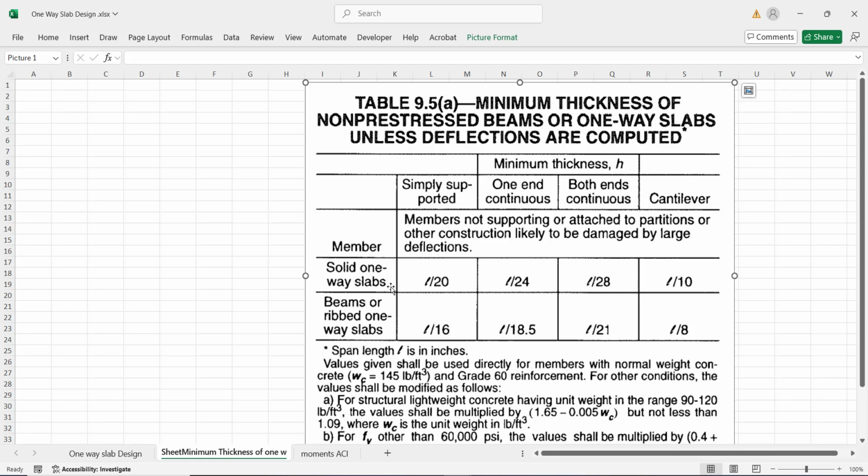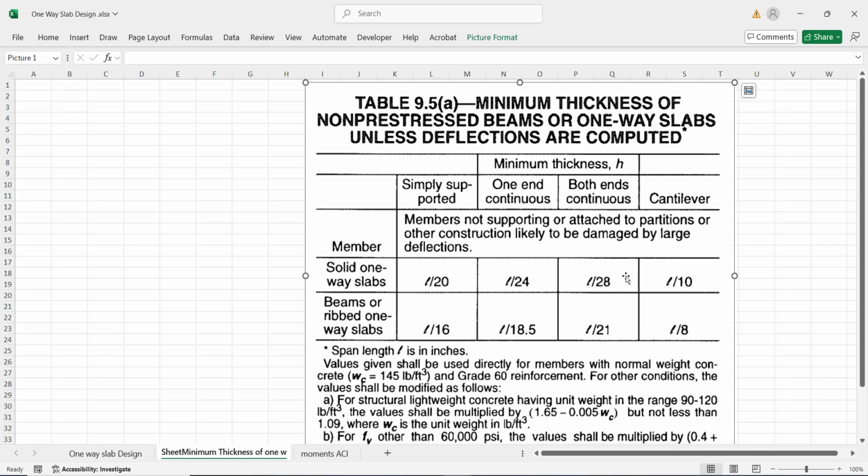For solid one-way slabs, if simply supported, we can take L by 20, where L is the length in inches. If the slab is one end continuous and the other is not, then we take L by 24. It means the thickness required is less as compared to the simply supported case. The other is both ends continuous. If both ends are continuous, the thickness is calculated using L by 28, that is, the total center distance between the two beams divided by 28. So this is the formula.